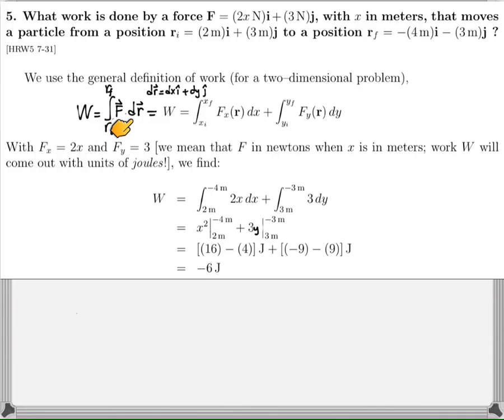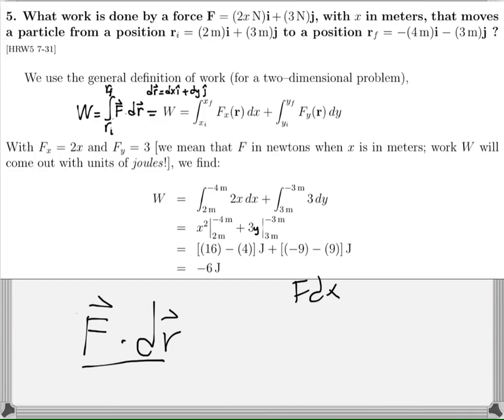But the integrand this time is not just Fx times dx, but it is a dot product: the force vector dot dr. Remember, this was just in one dimension, F times dx. But this time, since you are given the vectors, you will calculate this first. But what about dr? dr is the incremental position change in the xy coordinate system.